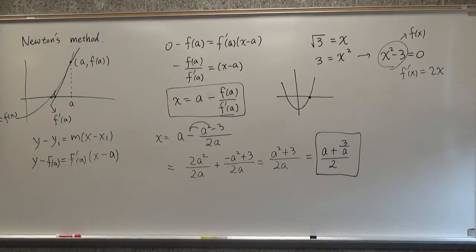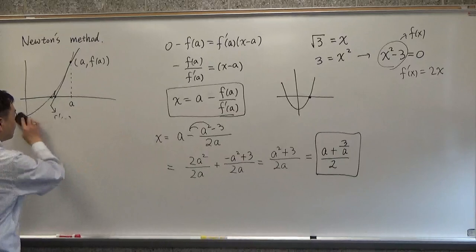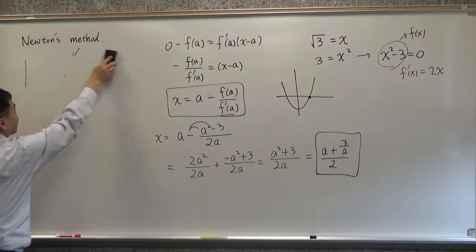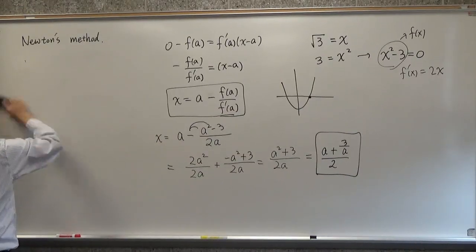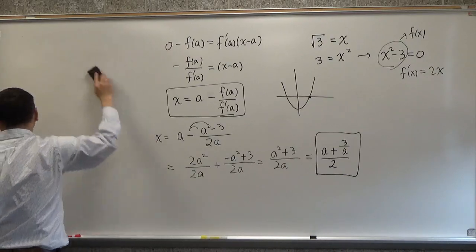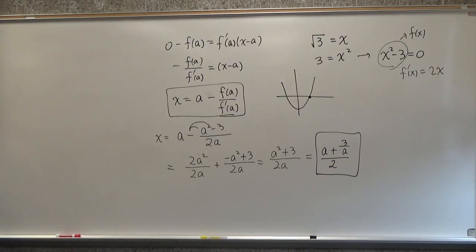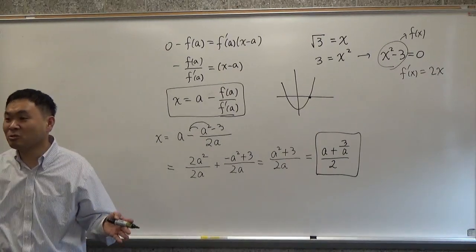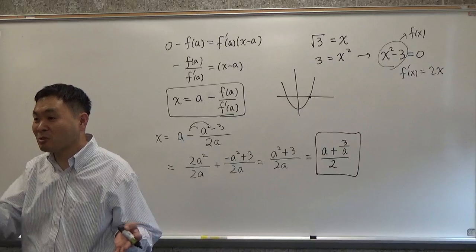Okay, so what's your initial guess for the square root of 3? If you had no idea what the square root of 3 is, what's the first value you would try? I know that it's bigger than 1, right? 1 squared is 1, 2 squared is 4. So what do you choose?